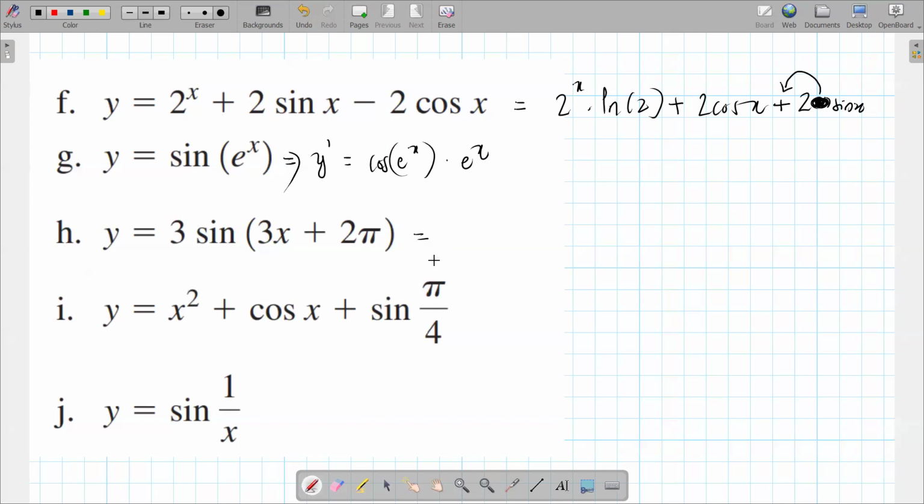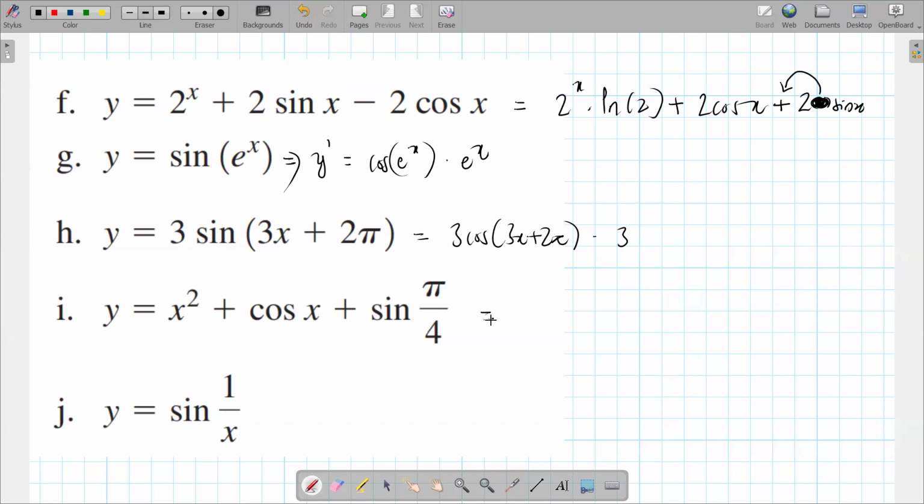Okay, what about H? 3 cosine of the bracket times 3. Okay, what about the 2 pi? Doesn't that just go away? Yes, because it's a constant, right? Goes away. See you later.